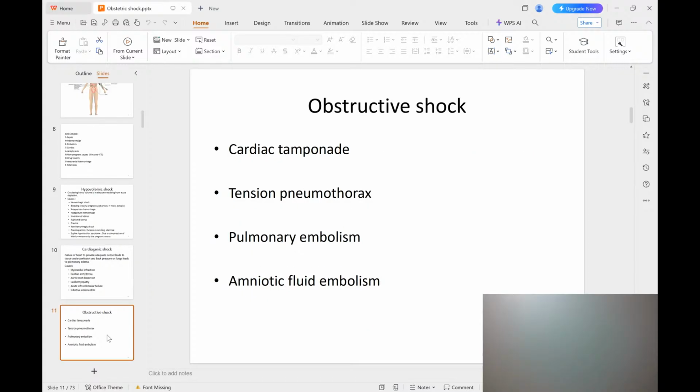The other is obstructive shock. So any causes causing obstruction to the cardiac or pulmonary circulation, like cardiac tamponade, tension pneumothorax, air embolism, amniotic fluid embolism, and pulmonary embolism, which we'll be discussing in coming slides.